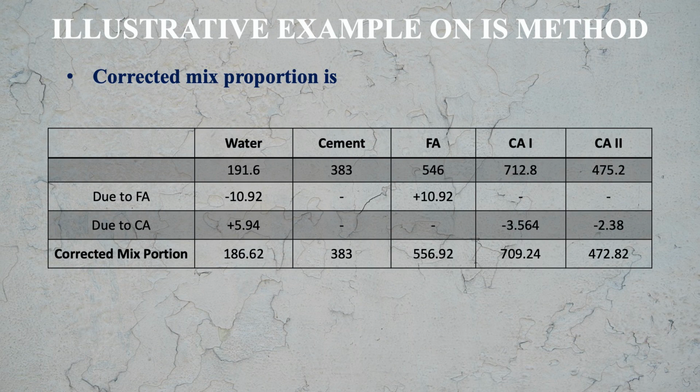556.92. For coarse aggregate type 1, the calculated value was 712.8 kg, but the correction due to absorbing type of coarse aggregate is minus 3.564 kg, so the final value is 709.24 kg. And for type 2 coarse aggregate, the calculated value was 475.2 kg, but the correction due to absorbing type of coarse aggregate is minus 2.38 kg, so here it is 472.82 kg. So these are the corrected mix proportions.